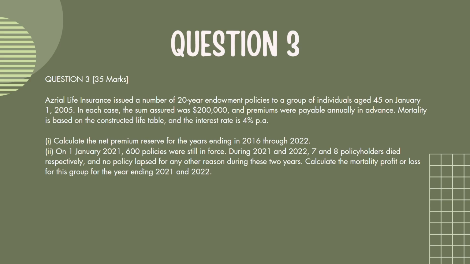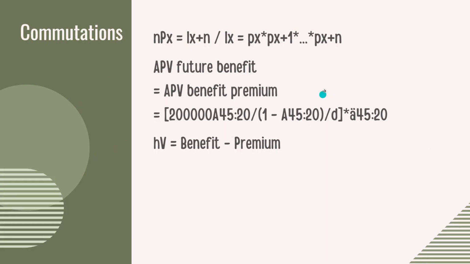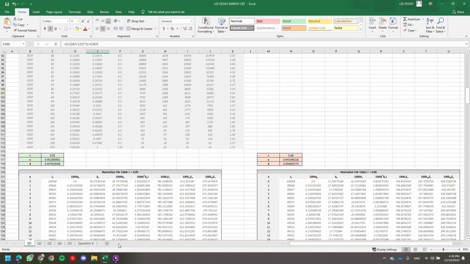So the first requirement asks us to calculate the net premium reserve throughout the years 2016 to 2022. In the second requirement, we have to calculate the mortality profit or loss in years 2021 and 2022 using the information provided by the question. Firstly, to calculate the net premium reserve, we have to use these formulas. So let's go to our Excel.